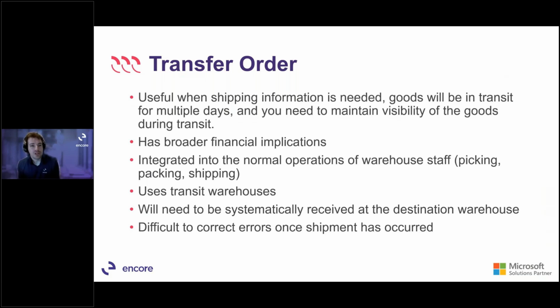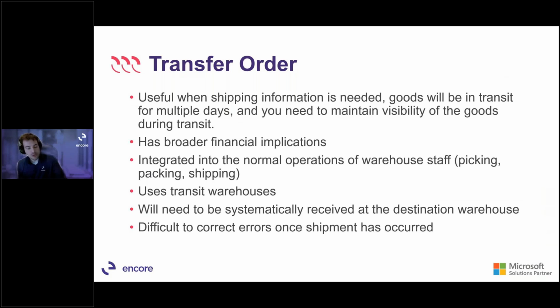Once the goods arrive at the destination warehouse, they will need to be systematically received. That is either using the UI inside of Dynamics 365 to receive those goods, or, if the destination warehouse is an advanced warehouse enabled warehouse, the workers in the warehouse can receive those goods on their mobile device. One of the biggest downsides to transfer orders is that it is difficult to correct errors once the shipment has been shipped, right?